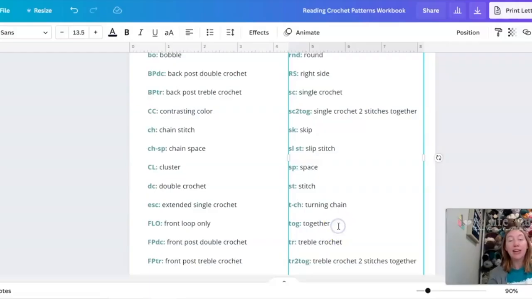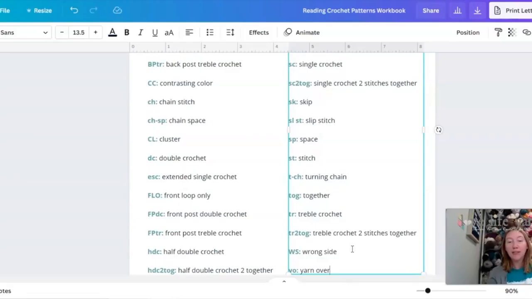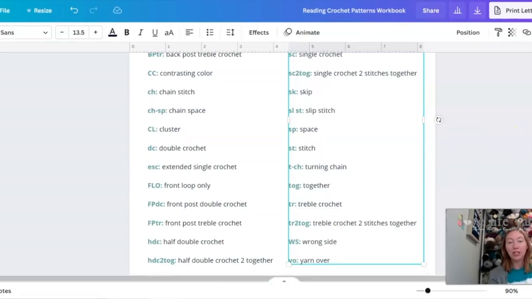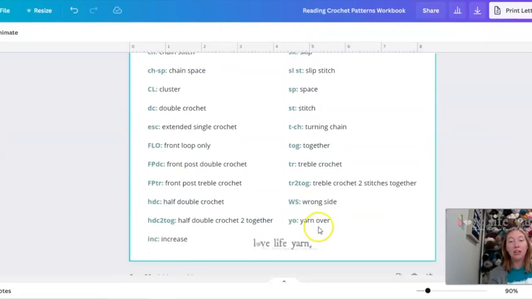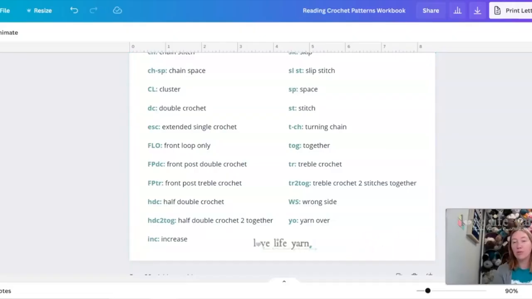TOG is together, like in single crochet 2 together, or half double or double. TR is treble crochet, and then TR2TOG is treble crochet 2 stitches together. WS is the wrong side, and then YO is yarn over. That's used very commonly, especially in instructions for pattern stitches. It'll say YO for yarn over, and then insert your hook, and it goes into detail. So those are some abbreviations.